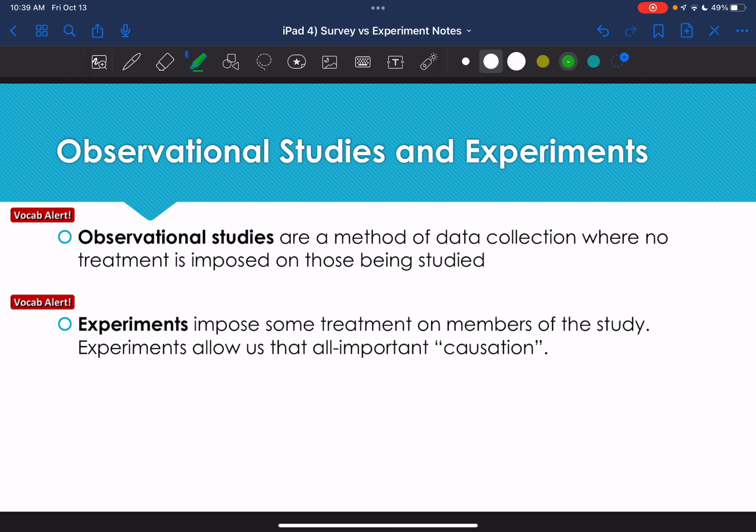Observational studies don't impose a treatment. They just collect data. They could be asking questions. They could be sitting at a traffic light and watching what people do at a yellow light. They're just observing. Experiments, though, impose some treatment on members of the study, and imposing that treatment is what allows us to get causation. Doing an experiment lets us finally say this caused this. Now, there's some other thoughts to it still, like it caused it maybe just in this group. I don't know if it causes it for everyone, but we can talk about that later.